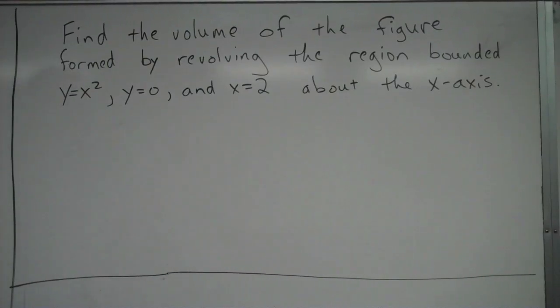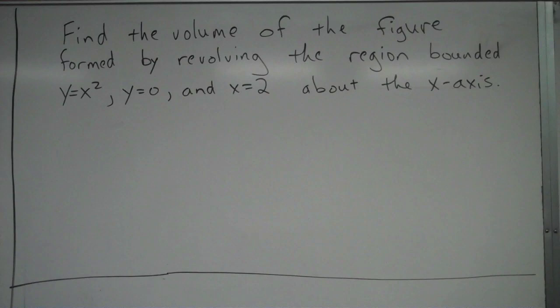Okay, we're going to go ahead and talk about the disk method. So we're going to do that through looking at an example. So here we have, it says find the volume of the figure formed by revolving the region bounded by y equals x squared, y equals 0, and x equals 2 about the x-axis.